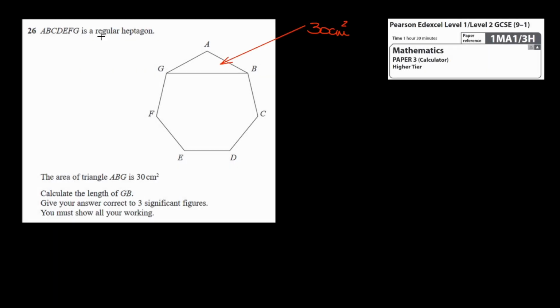Question 26. Okay, we've been given a regular heptagon, and we're told that this bit, the AGB bit, is 30 centimeters squared, and we need to find the length of GB, this length here. Given this is a regular heptagon, all these sides are equal. Now to move on, we need to find this angle here.